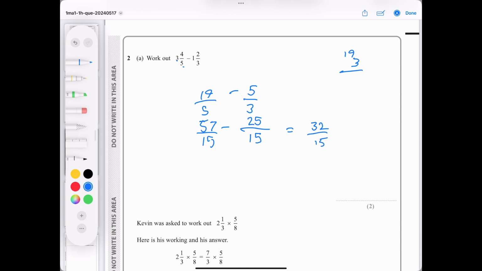Now, I'd be tempted to leave it as 32 over 15, but I suspect we have to pop that into a mixed number. 15 goes into 32 twice, so it's 2 and 2/15. And that can go there.